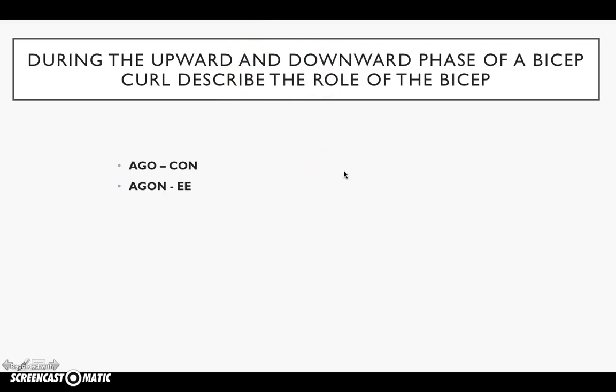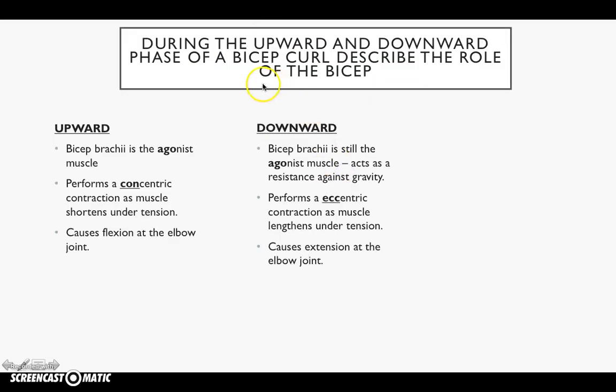Pause it. So the answer, during the upward phase and downward phase, first of all, we've got upward phase. Bicep brachii, or just bicep, is the agonist muscle, i.e. because it's producing that movement. It performs a concentric contraction as the muscle shortens under tension, causes flexion at the elbow joint.